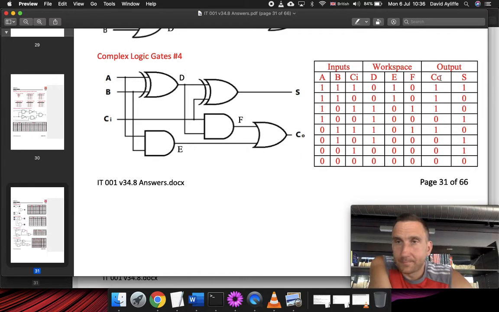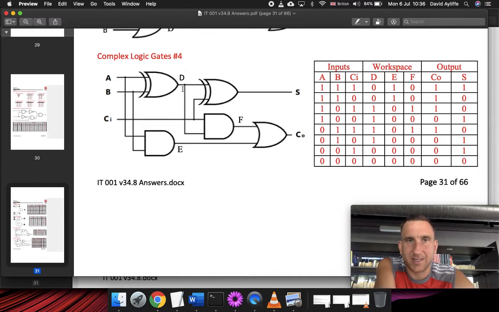CO is E or F. So we just need one positive value. So that's positive output, positive output, positive output, negative output, positive output, negative, negative, negative output.